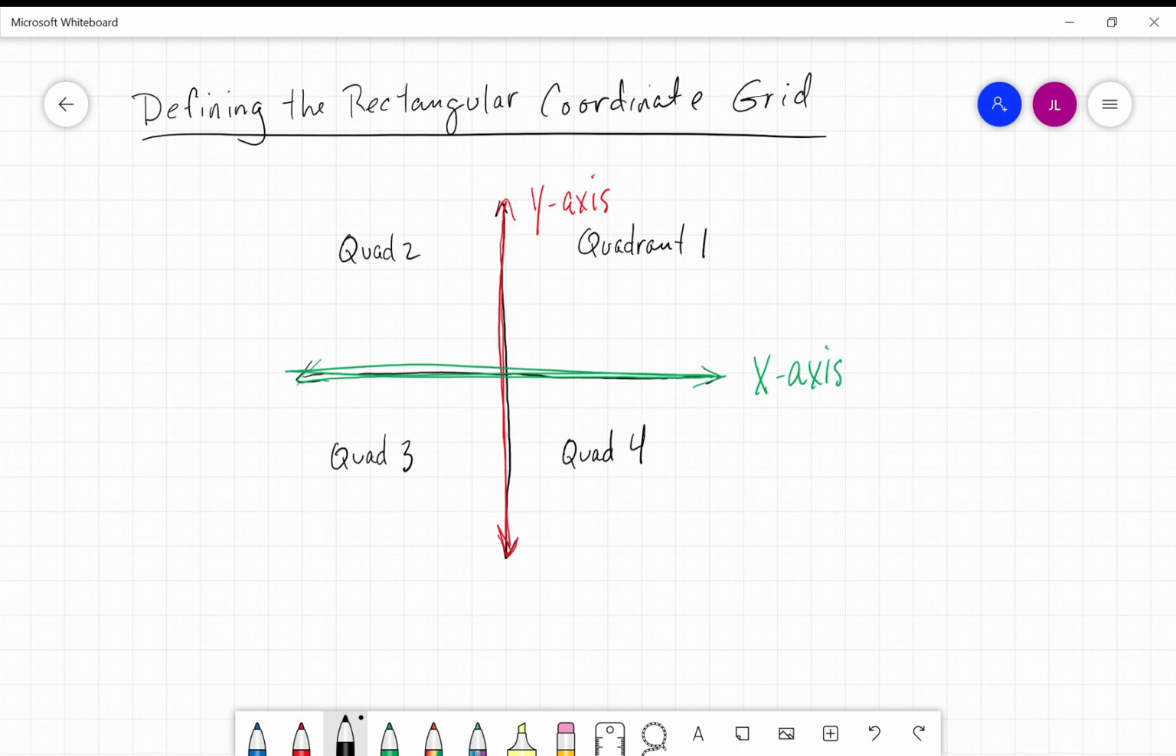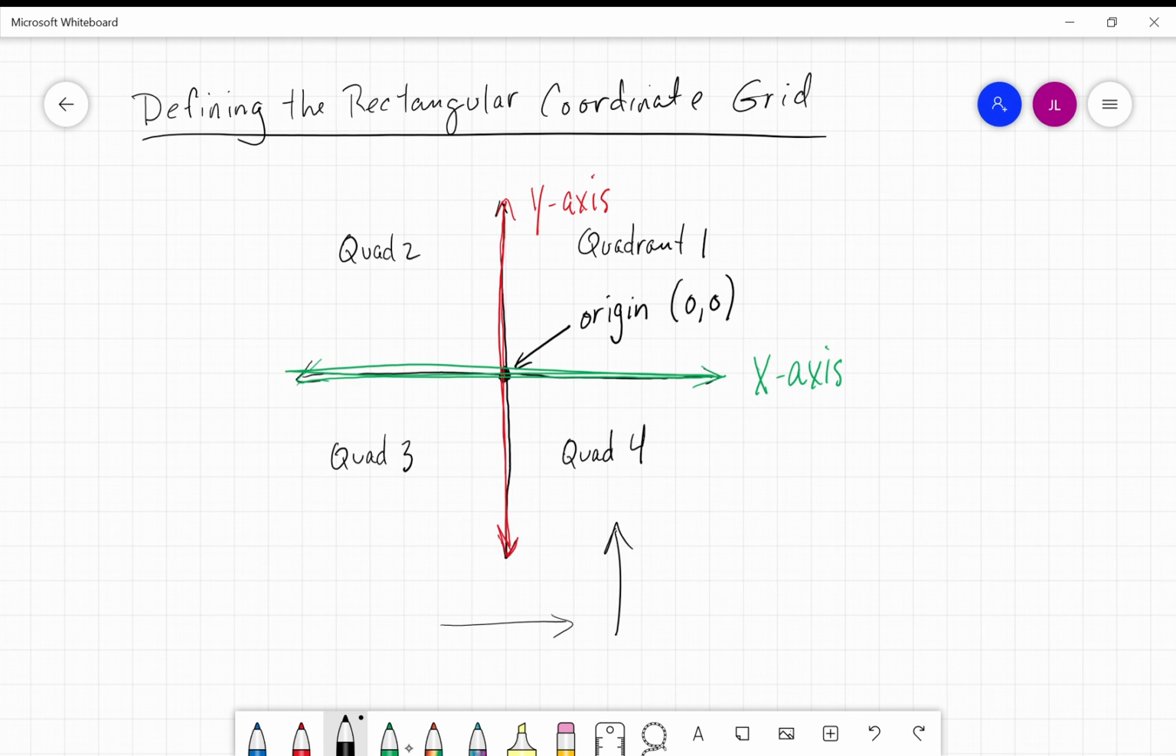Now, one thing we need to understand about the rectangular coordinate grid is numbers, as we move left to right, we increase on the horizontal, so as we go this way, we increase, and also as we go up, we increase. So, the point we have here in the middle where the x and y axis meet, this is called the origin. And at that point, we're at 0 on the x and 0 on the y.